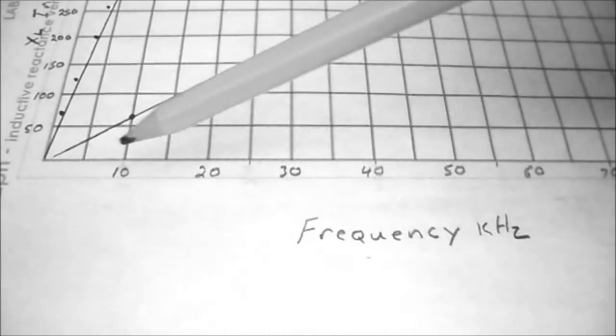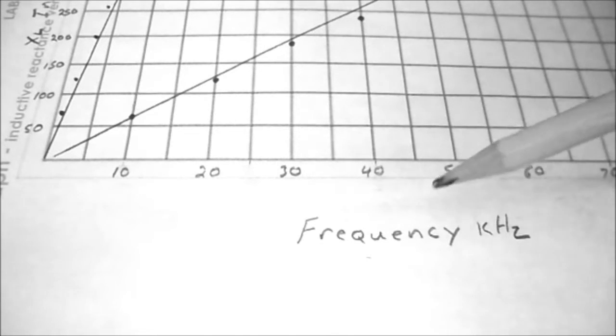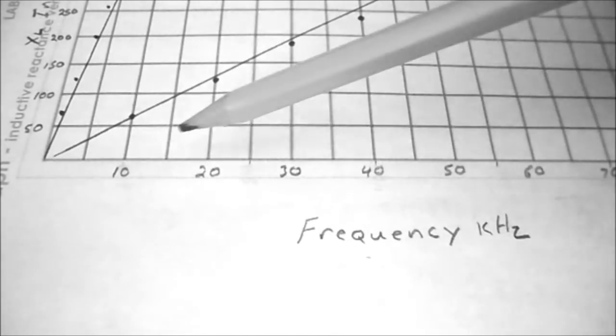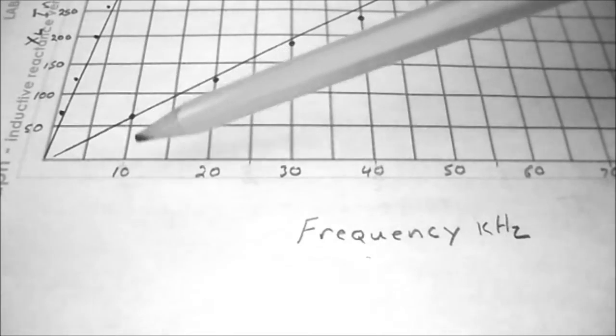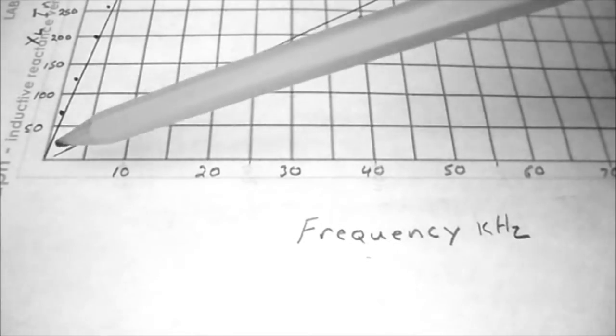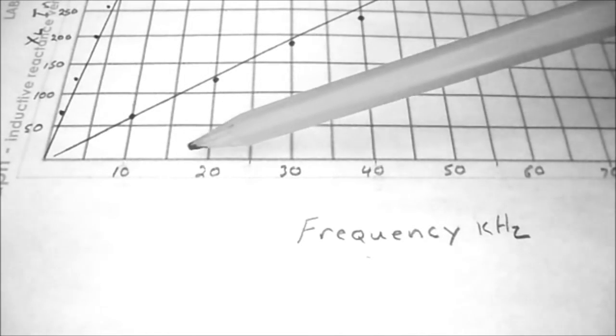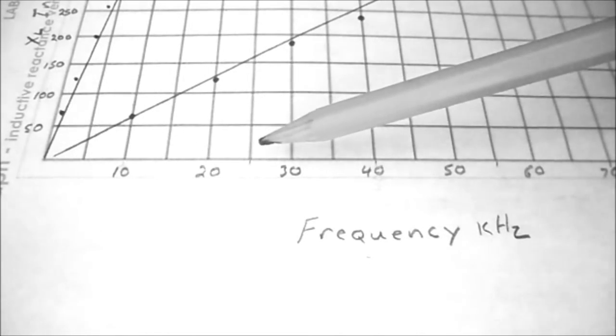And along the horizontal axis, I'm going to plot frequency. It's in kilohertz. And I have to go from 10 kilohertz to 100 kilohertz. So I'm going to do it in 5 kilohertz increments. And that'll take me all the way up to 100 kilohertz.